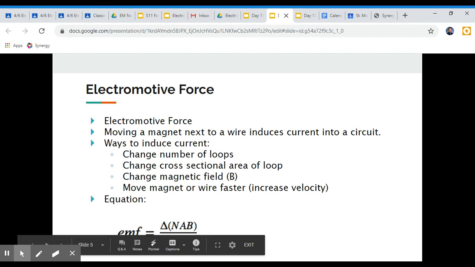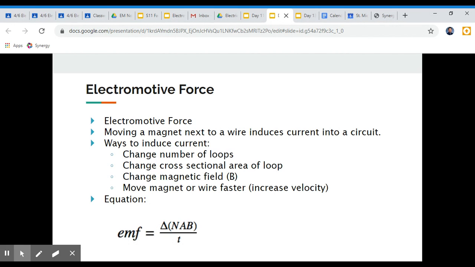Okay, here's the equation we would use for our electromotive force. EMF is what we said is induced voltage. So we actually measure EMF in volts. And then we have delta. Now delta is just a change in something. So I want you to recall that from last trimester. That just means a change in something. That doesn't actually represent any sort of variable. That's just the Greek letter delta.